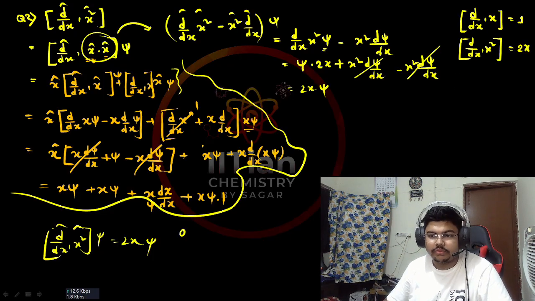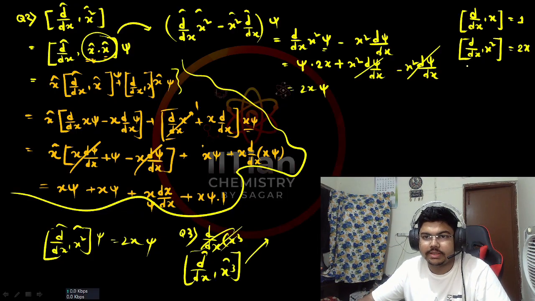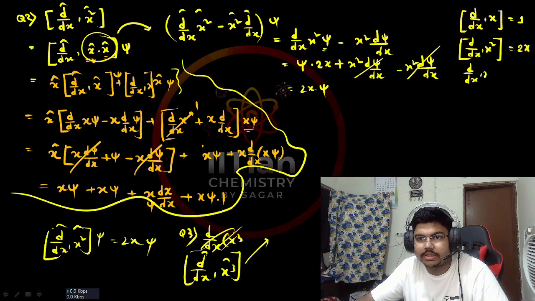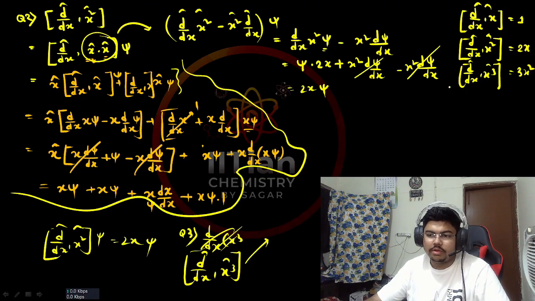Similarly, question number 3, you solve d/dx comma x cube. You will get the same result like this, d/dx of x cube. Are you getting some pattern? It is basically becoming like differentiation. The differentiation of x square is 2x. For x cube it will be 3x square. Will it be 3x square?